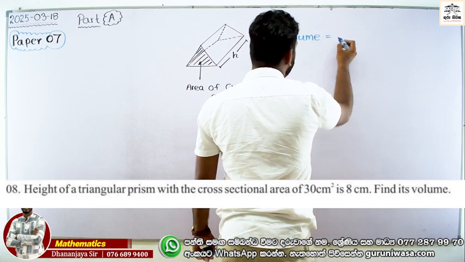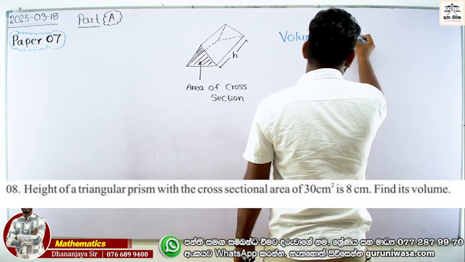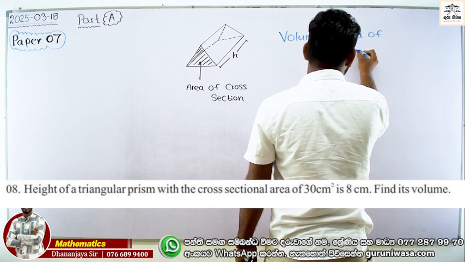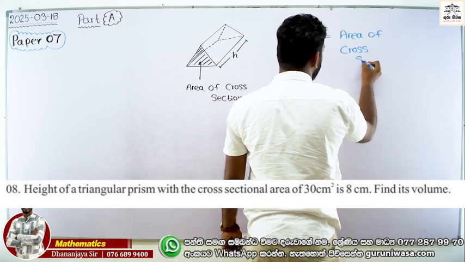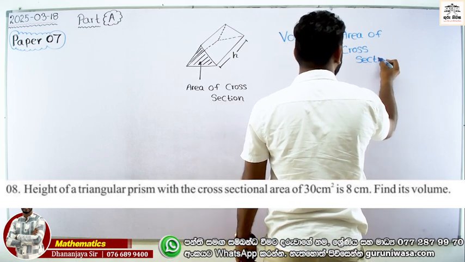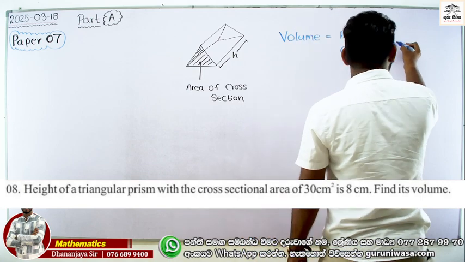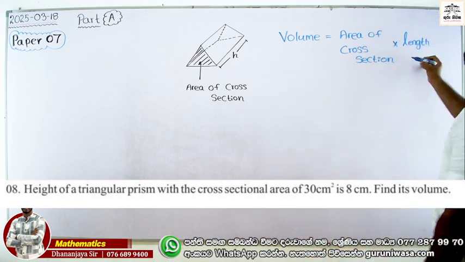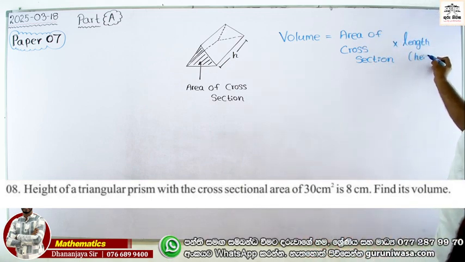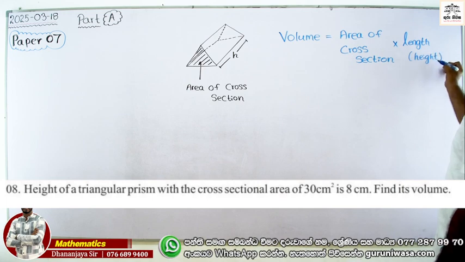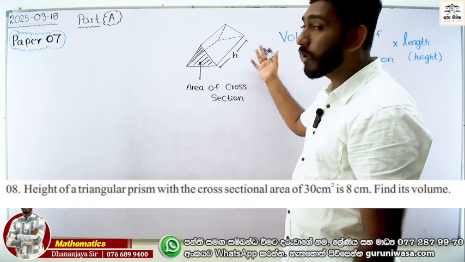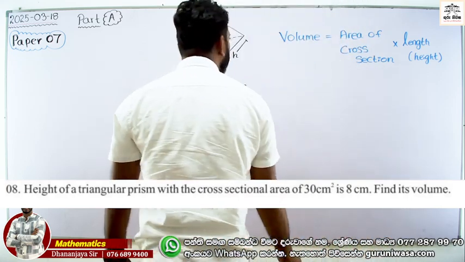Volume is equal to the area of cross section multiplied by length. Or we can use another word, we can also say height. As I said before, this becomes the height or the length, right? Now you can find the volume.